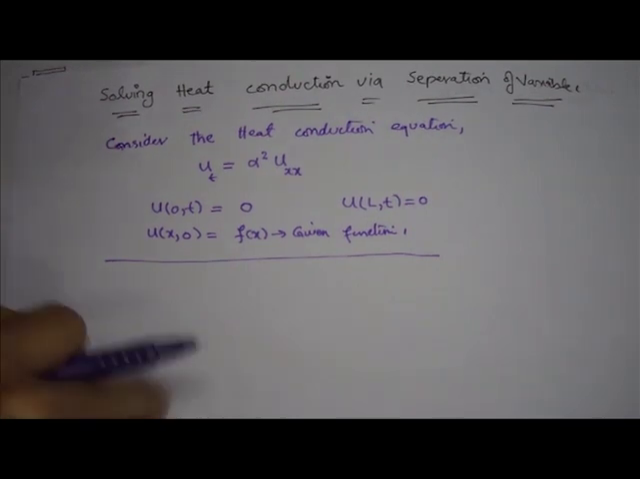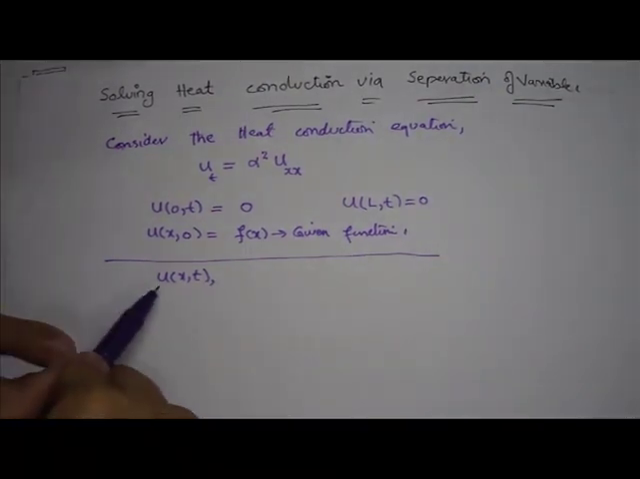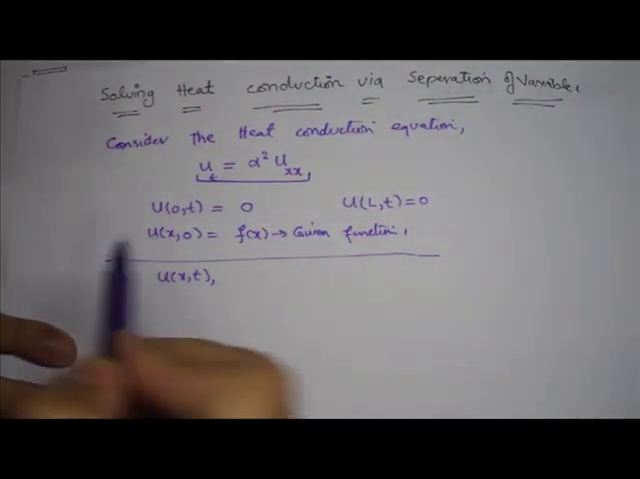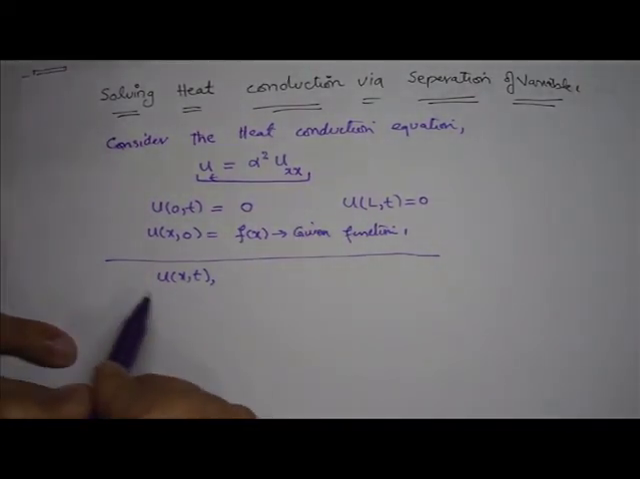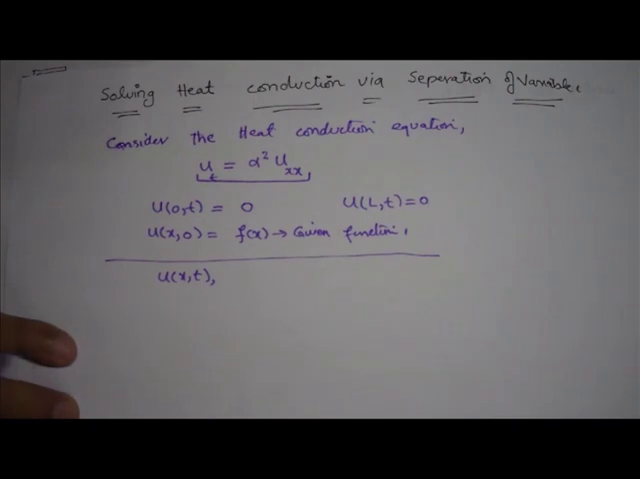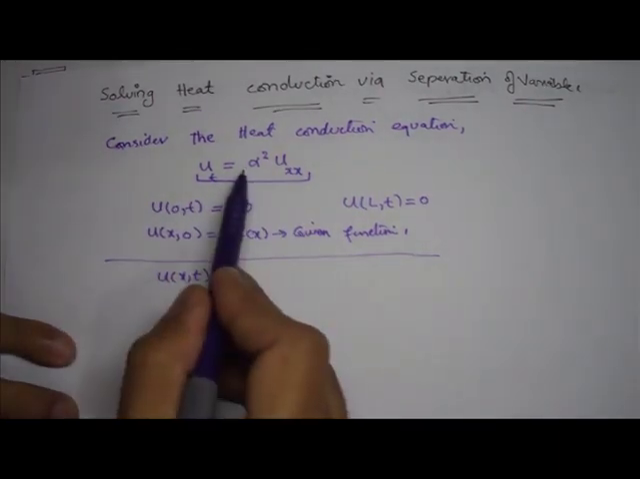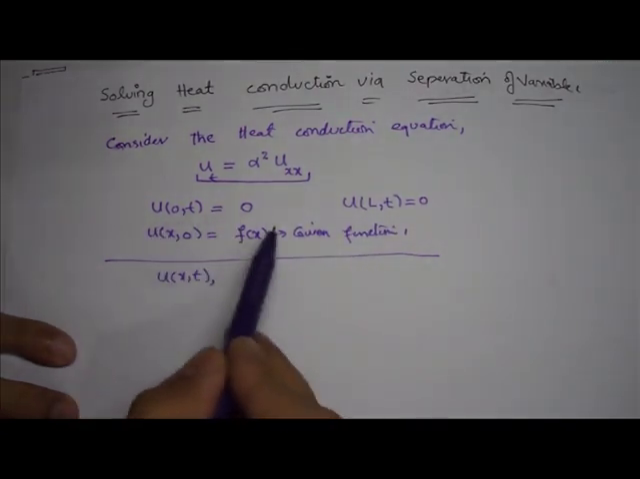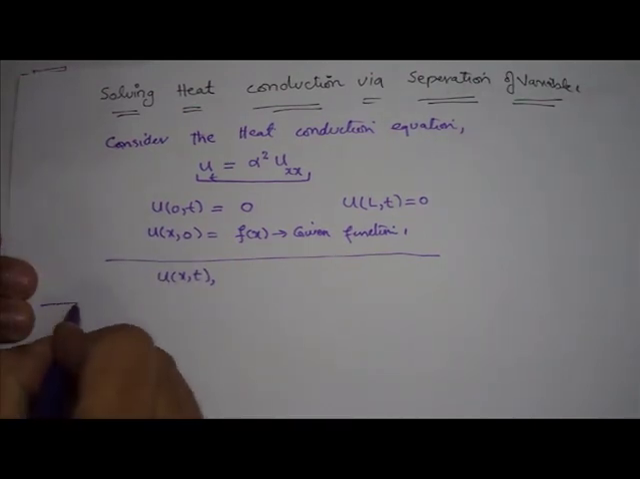So, what will be the solution of this problem? The solution of this problem means a function of two variables x and t which satisfies this PDE as well as this condition and this condition, and also the same solution satisfies the initial condition. So our objective is to find an analytical function u of x, t which satisfies all these four conditions. You have the PDE, the temperature at the left end, the temperature at the right end, and the initial temperature of the rod.